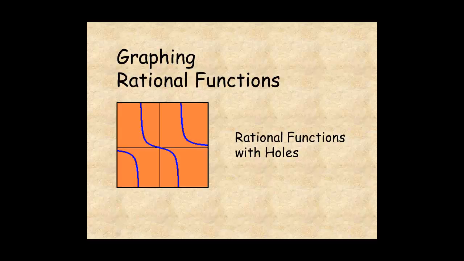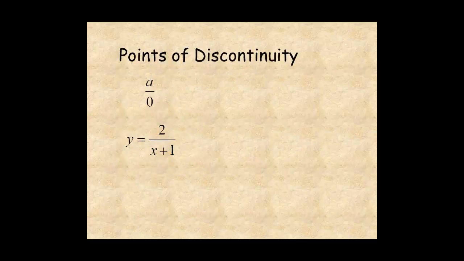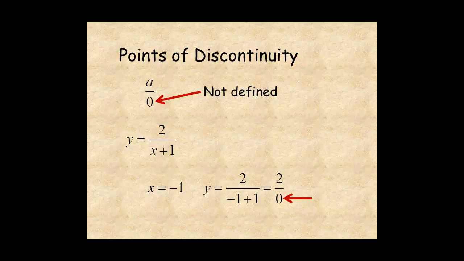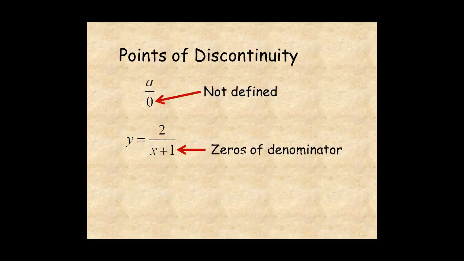This lesson shows how to graph rational functions with holes. Since division by zero is not defined in algebra, a rational function is not defined for the zeros of its denominator. For this example, the denominator polynomial is x plus 1. So the zero of the denominator is x equal negative 1, since at x equal negative 1, you can see the denominator is equal to 0. So a rational function is not defined for the zeros of its denominator, and these are called points of discontinuity.